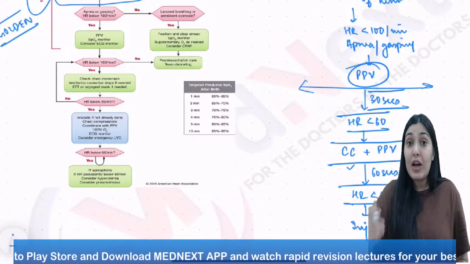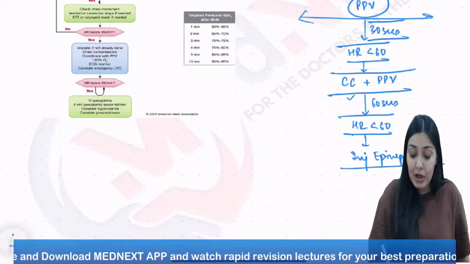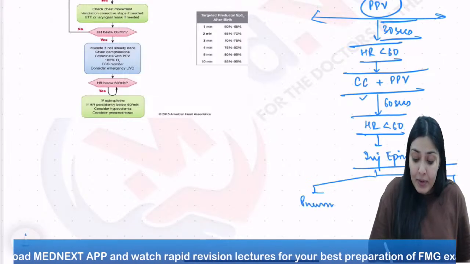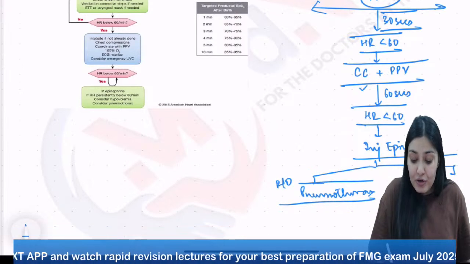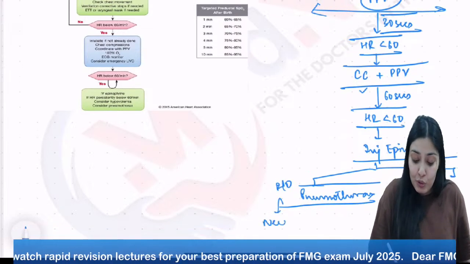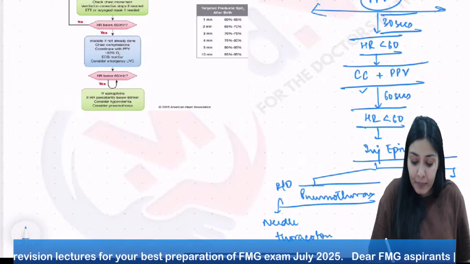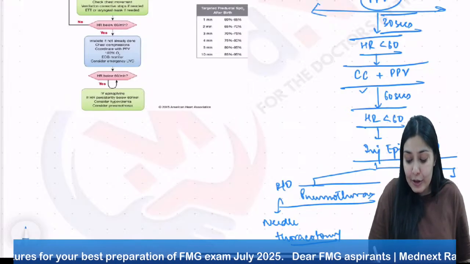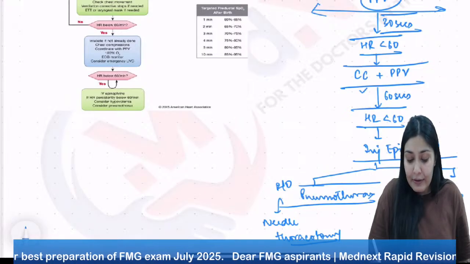right? If the heart rate is persistently low despite giving epinephrine, we rule out two things. You rule out pneumothorax, right? Auscultate the chest of the baby. If there is no air entry on one side, that would be pneumothorax. In that condition, we do needle thoracocentesis. Or consider hypovolemia, consider it as shock, and we give IV fluids.